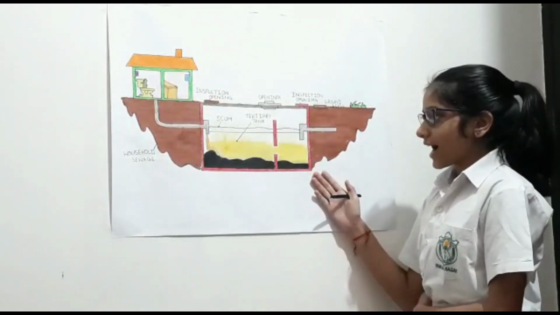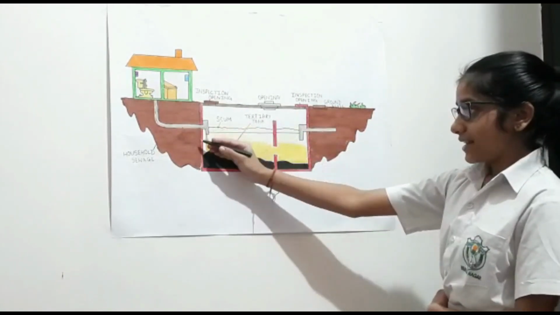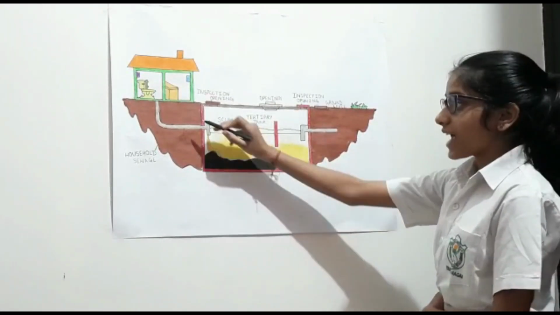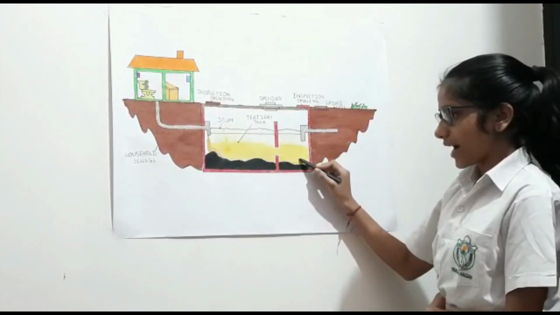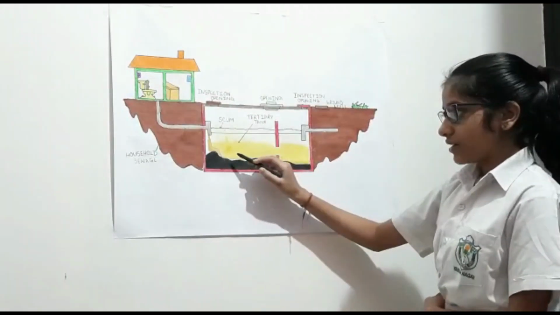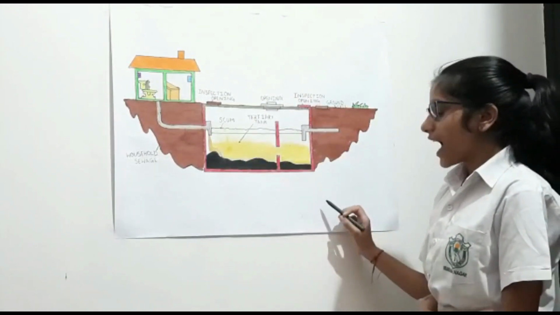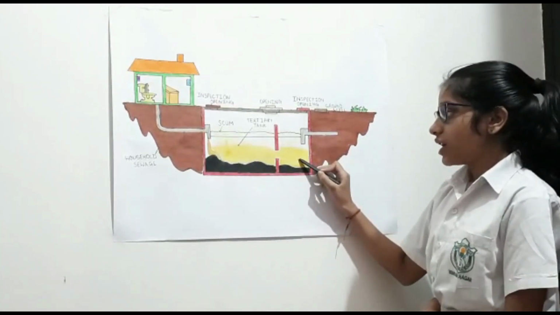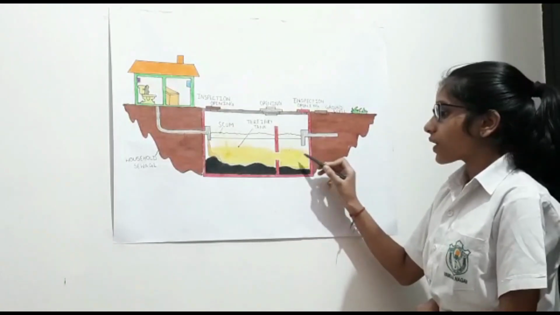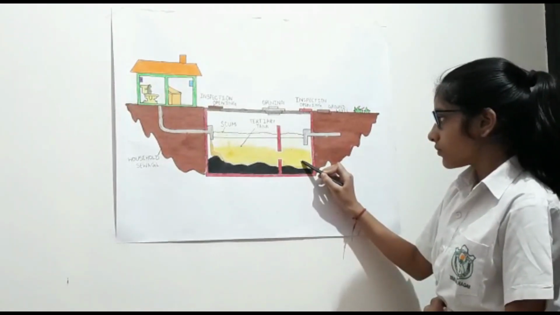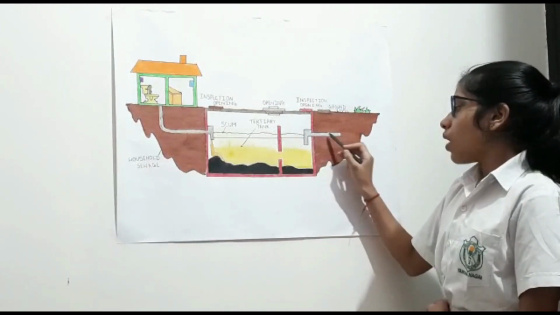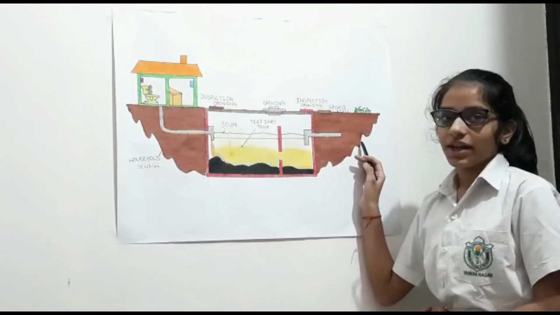A large concrete tank is built under the ground with inlet and outlet pipes attached to it. The inlet pipe carries the household sewage to the tank. The solid matter settles at the bottom of the tank. The anaerobic bacteria present in the tank decompose most of the organic matter. The excess water goes out of the tank through outlet pipe into the soil.